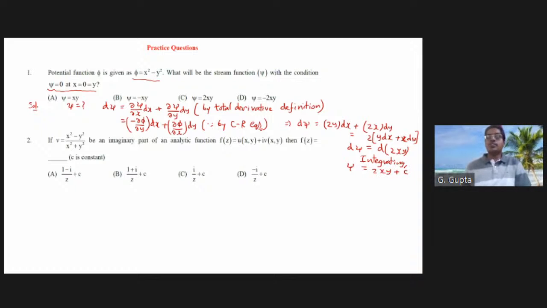So how do you find this c? Using the given conditions, psi is 0 when x is equal to y is equal to 0, which implies c is equal to 0. Therefore, psi is equal to 2xy. This is the required answer. Accordingly, the answer is option C.